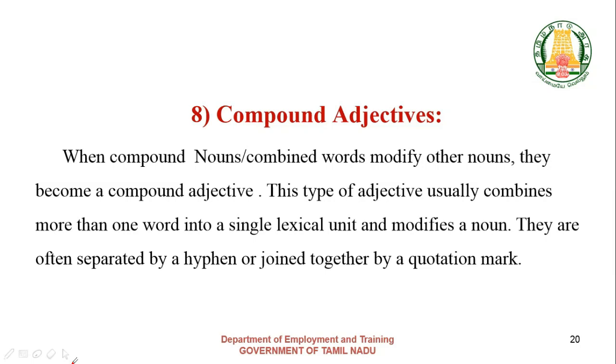This type of adjective usually combines more than one word into a single lexical unit. Actually, a lexical unit is nothing but a word unit. Lexical is word. They are often separated by a hyphen. Yes, I think you have understood what a compound adjective is. Compound is combined words. If the compound modifies a noun or describes a noun, then this is a compound adjective, because basically we know adjectives are words that describe a noun.